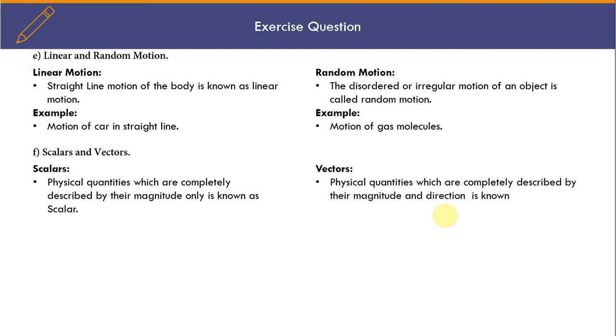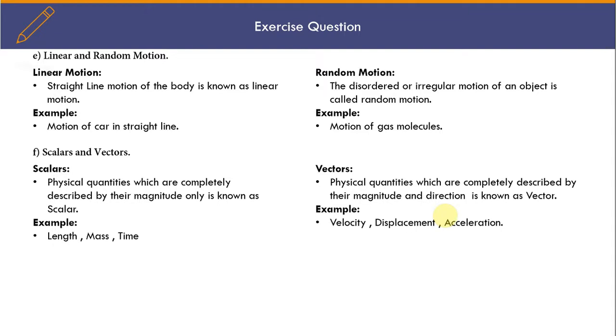Physical quantities which are completely described by their magnitude only is known as scalar, or physical quantities which are completely described by their magnitude and direction is known as vector. Example है स्केलर की लेंथ mass time और वेक्टर्स की velocity displacement acceleration.